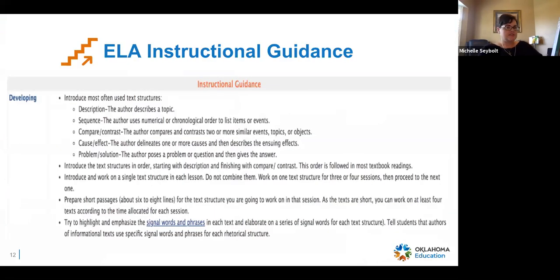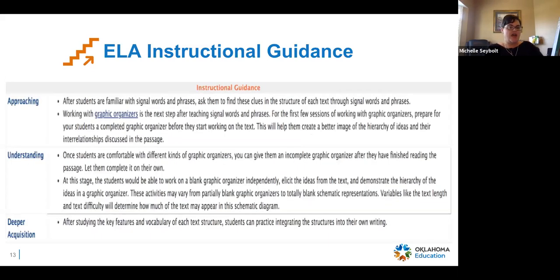There is instructional guidance for each level. So we have developing and instructional guidance for students who are at this level. Prepare short passages for the text structure you are going to work on in that session. As the texts are short, you can work on at least 4 texts according to the time allocated for each session, is one suggestion for this level. Then we also have approaching, understanding, and then deeper acquisition. I like that there is deeper acquisition included because once students get to understanding, we don't want to stop. We want to make sure that they have that deeper acquisition so that they really own that skill.